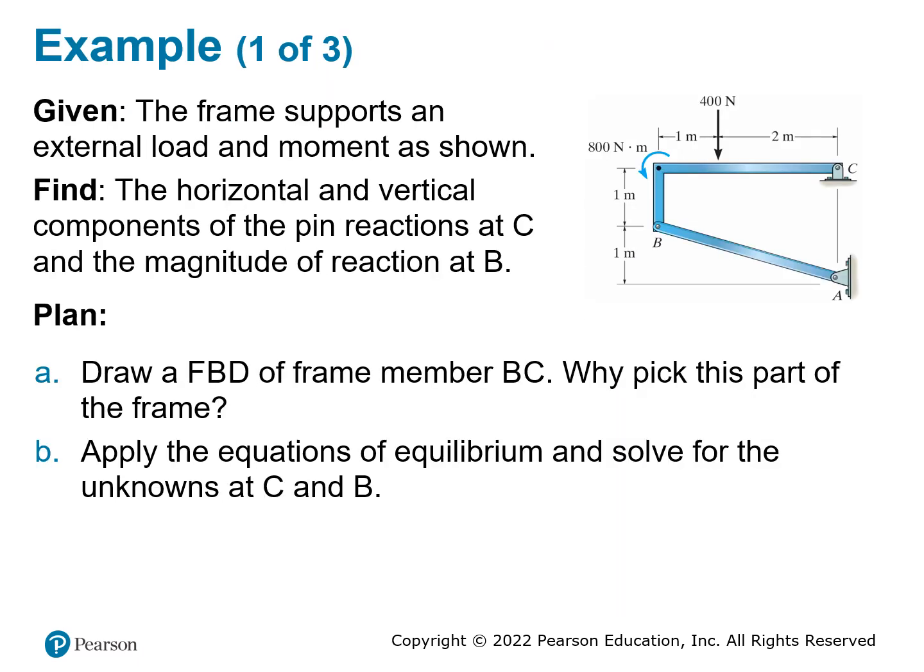Here's another example. Let's look at this example. This is a frame because it doesn't have a moving part. You can see there are two supports, at A and at C. If we just look at the support at A, A is a pin, so you are going to have two different forces. However, AB is a two-force member.